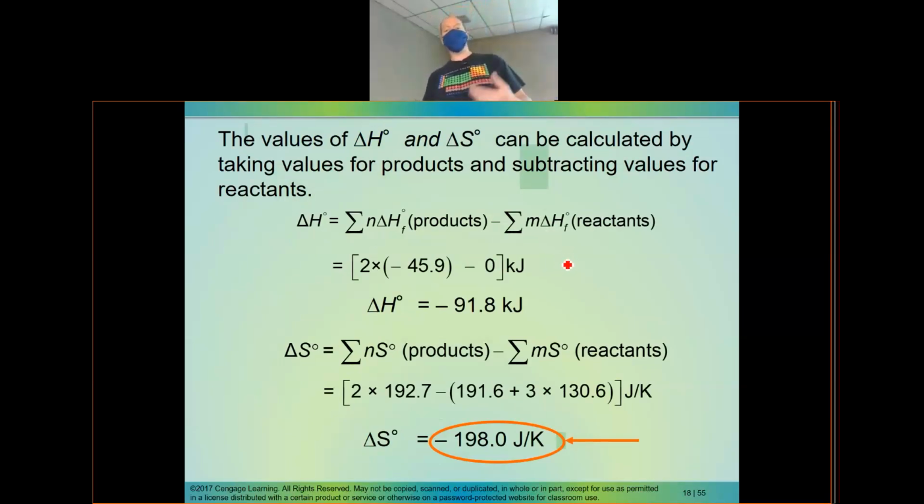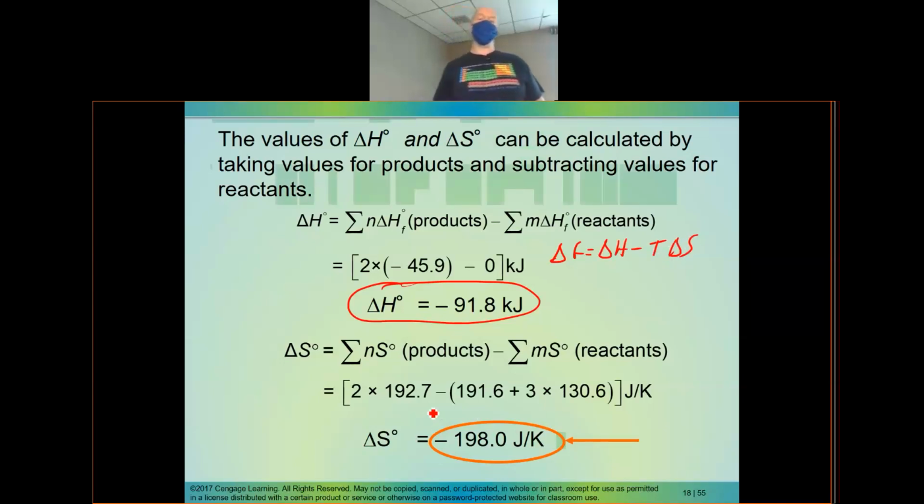But the question wasn't what's delta S or what's delta H. The question is what is delta G? So to find delta G, that is equal to your delta H minus your T delta S. All right, but you have to be careful because your delta G is usually given in kilojoules and delta H is given in kilojoules, but your delta S is given in joules per Kelvin. You cannot be subtracting joules from kilojoules. You have to subtract kilojoules from kilojoules or joules from joules. You have to have the same units.